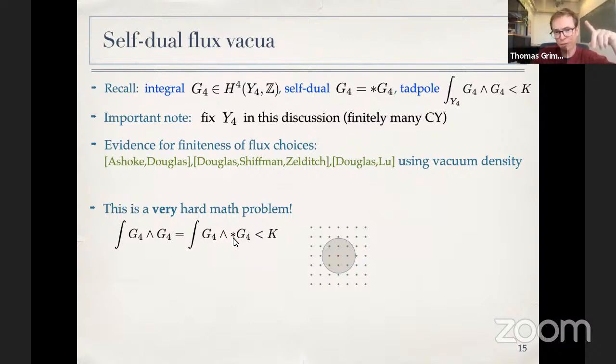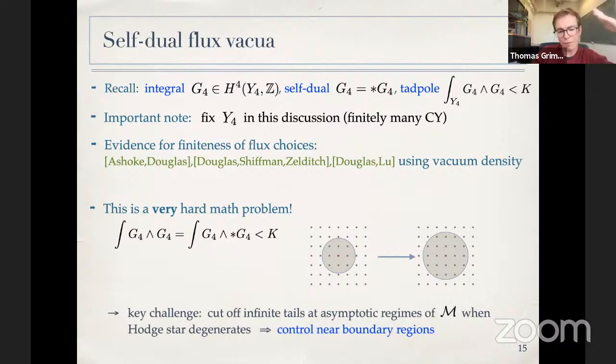But what I just told you in the first part of the talk is that the asymptotic behavior of the Hodge star is polynomial, so it can become arbitrarily large or arbitrarily small. That means that if I move in moduli space to one of these boundaries, the circle could become larger and larger, and more vacua or more fluxes could be inside this circle. And the finiteness question is to exactly cut off these infinite tails.